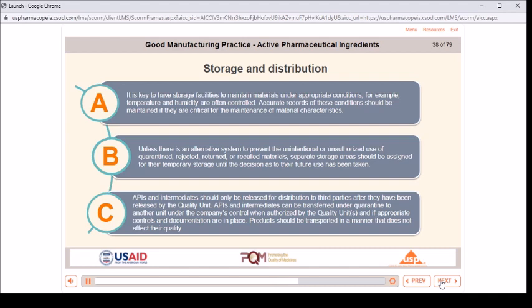by the quality unit. APIs and intermediates can be transferred under quarantine to another unit under the company's control when authorized by the quality units and if appropriate controls and documentation are in place. Products should be transported in a manner that does not affect their quality.